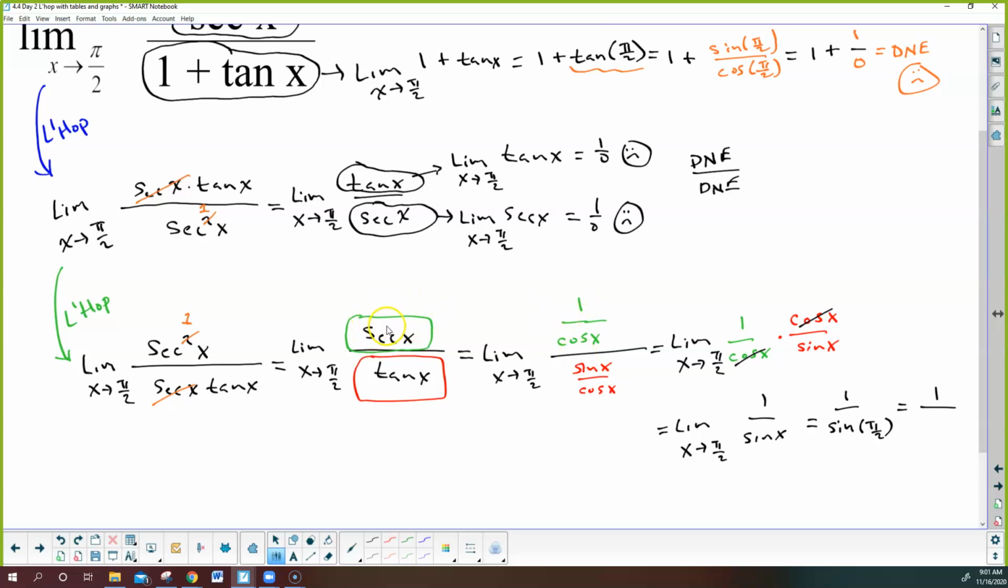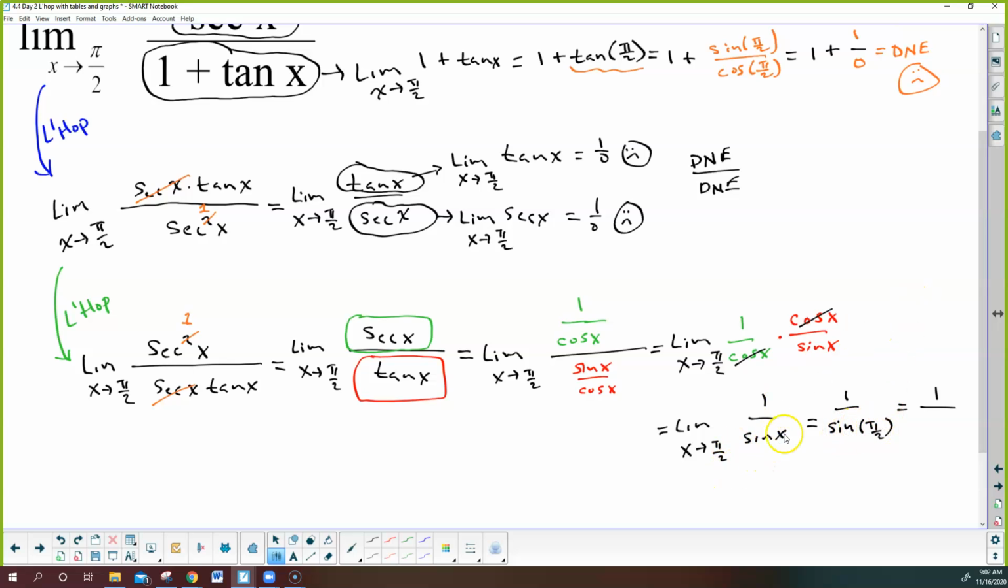So what did I do? I rewrote secant as 1 over cosine. I rewrote tangent as sine over cosine. And then I had a fraction divided by a fraction, so I just changed it to the numerator times the reciprocal of the denominator. That reduced the cosines out, and then I have a new limit. And this limit can then be evaluated at pi over 2.